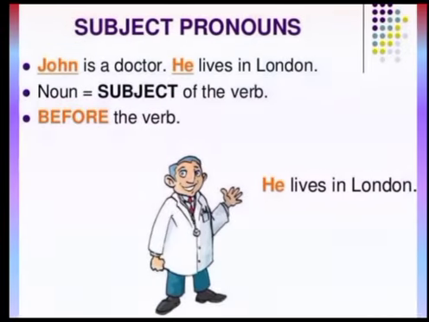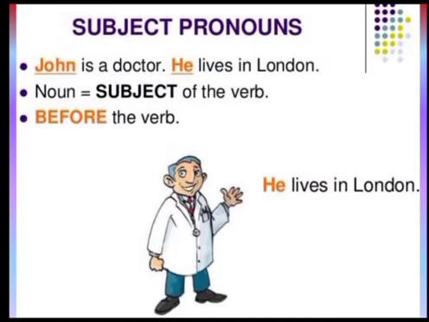Now let's move further. Now see children, here you can see a sentence. "John is a doctor. He lives in London." Now "he" is a pronoun used for John. Now if you see, the noun is always the subject of the sentence. Now this subject pronoun always comes before the verb. Okay, "he lives in London." So what is the main thing that you have to remember about the subject pronoun? That it comes before the verb.